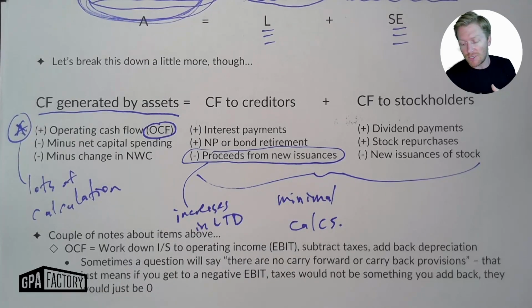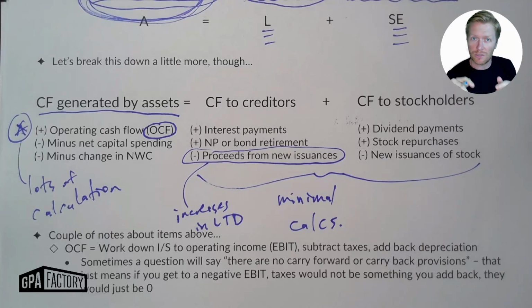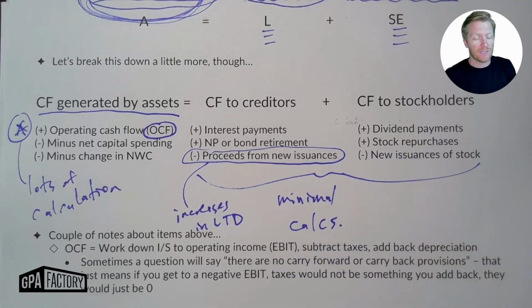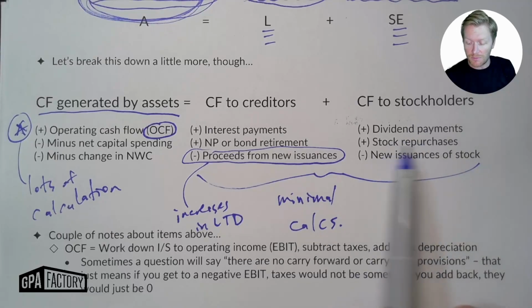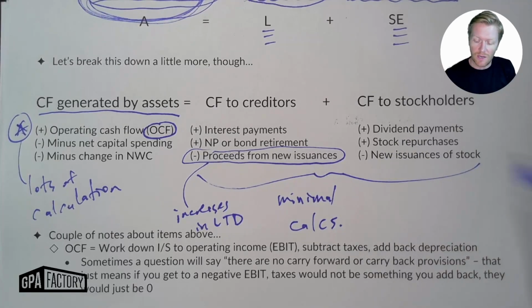Okay, cash flow to stockholders. It's going to be dividend payments. Our stockholders, the owners of the company, get cash in the form of dividend payments. So cash flow to stockholders. And then we're going to add if there's any stock repurchases. So if we see that our common stock account goes down, that means that we repurchase some stock. Okay. Or we're going to subtract off new issuances of stock.